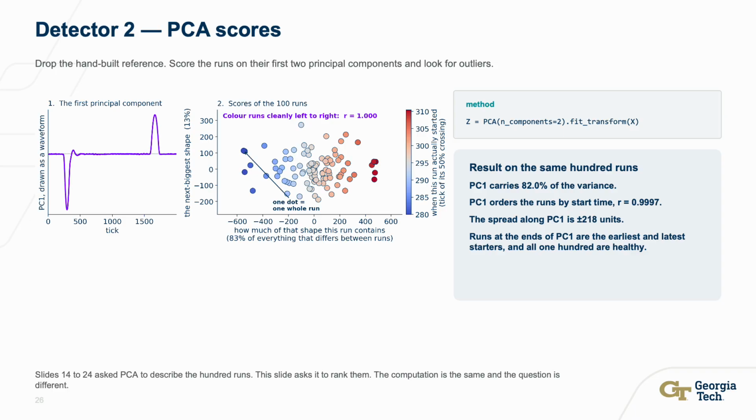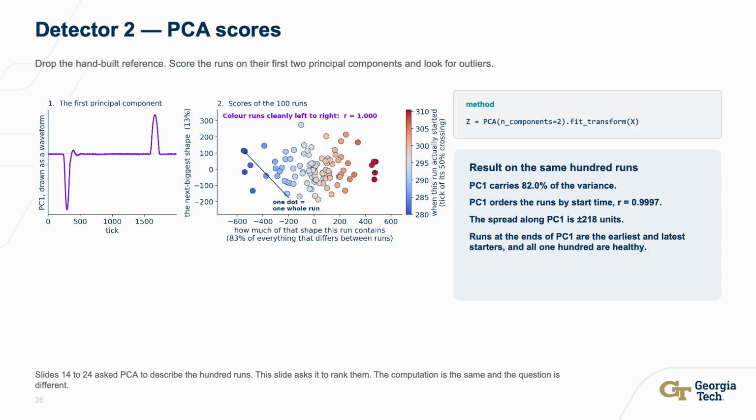The first component carries 82% of the variance. The scatter on the right is colored by when each run started, and the colors run cleanly from one side to the other. The correlation between the first component score and the start time is 0.9997. The spread across that line is plus or minus 280 units, which is large. The runs sitting at the two extremes are simply the earliest and the latest starter, and all 100 of them are healthy.